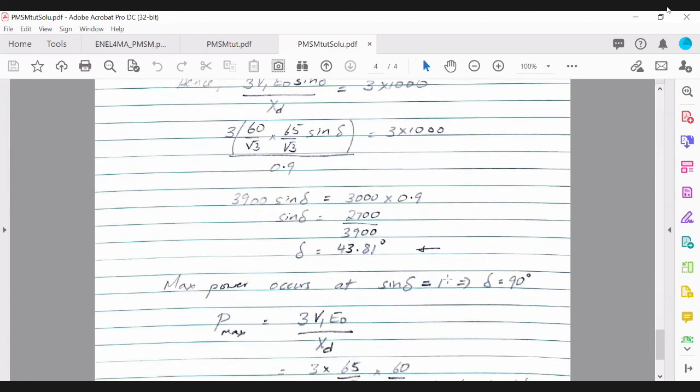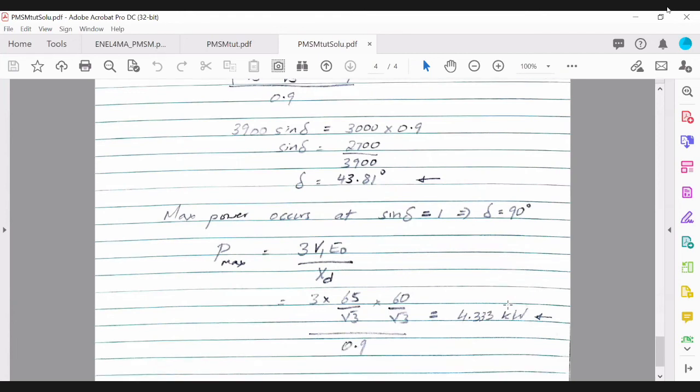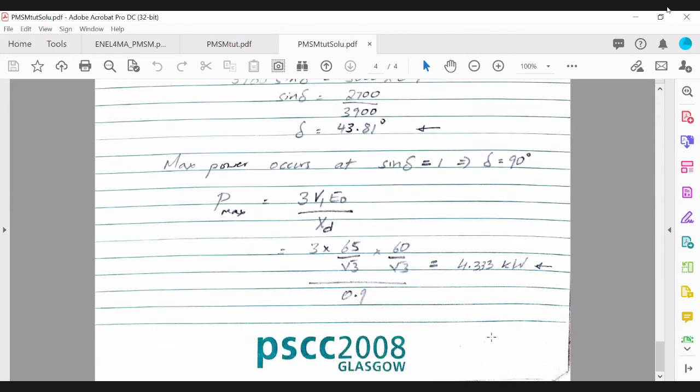The maximum power for the machine will be, since it's behaving as a cylindrical machine, the maximum power occurs at sine delta being equal to 1. In other words, your delta is 90 degrees. So we can use that to basically determine the maximum power. Okay, so sine delta is 1, and you substitute the value for terminal voltage and induced voltage, and you can get the three-phase maximum power output of this machine.